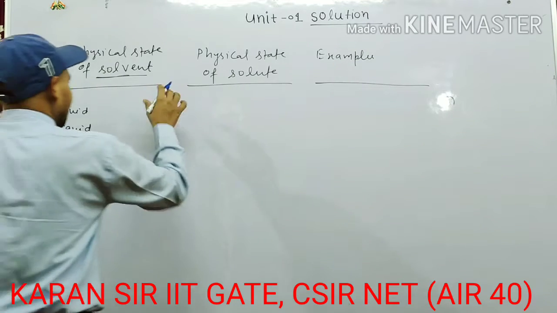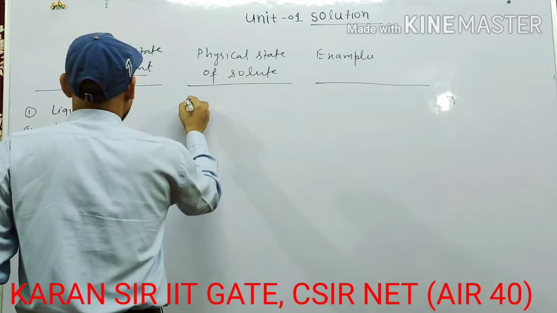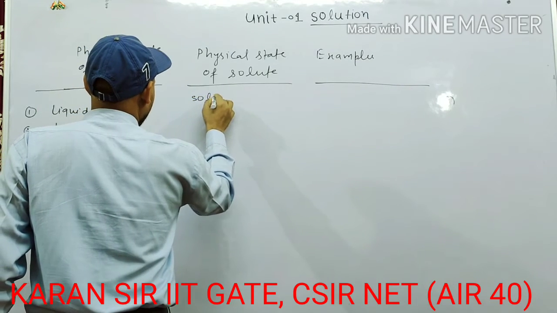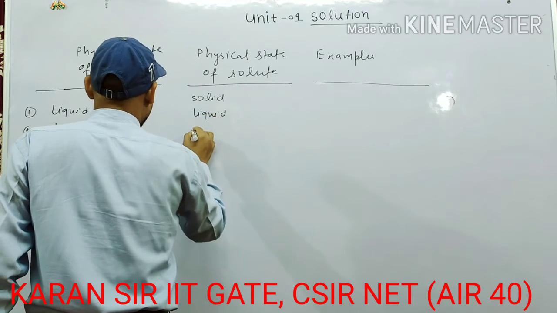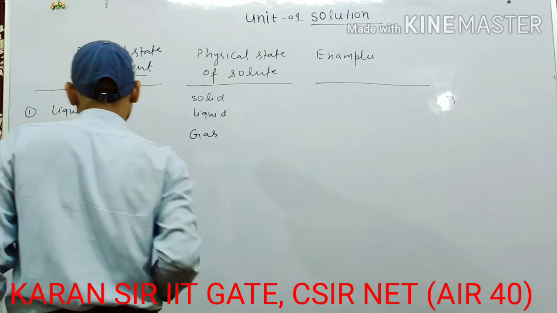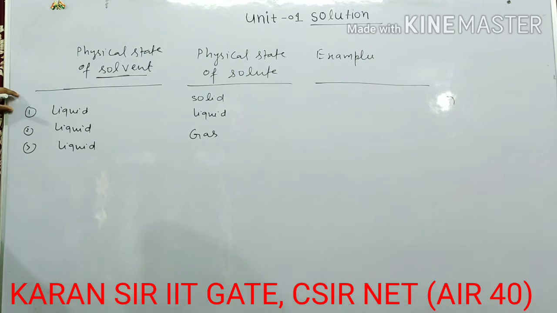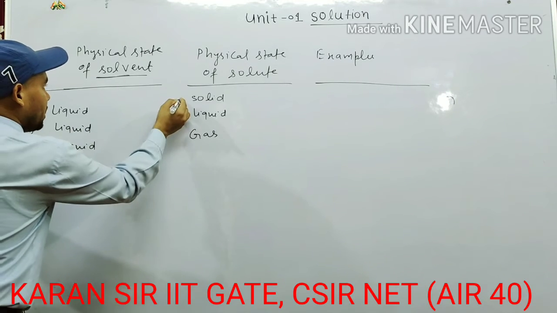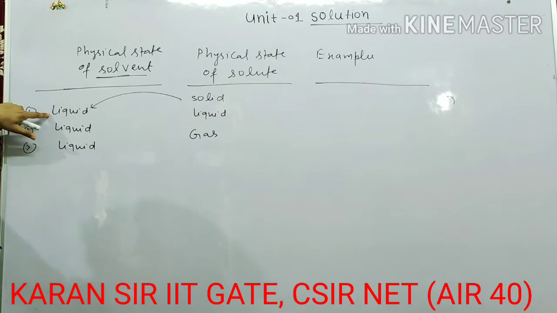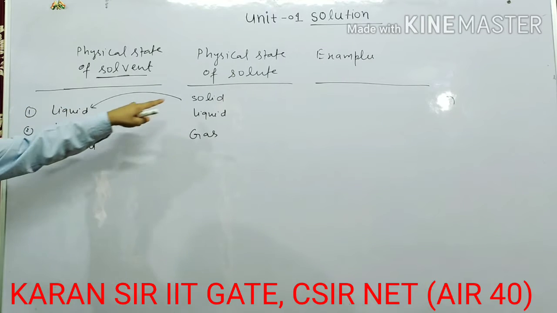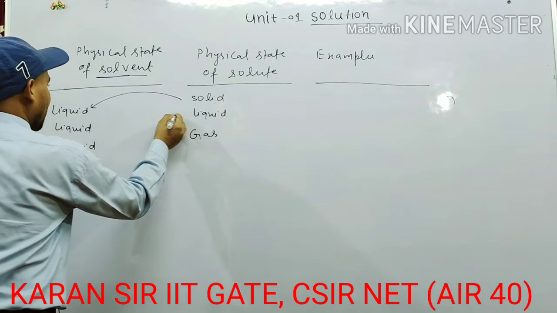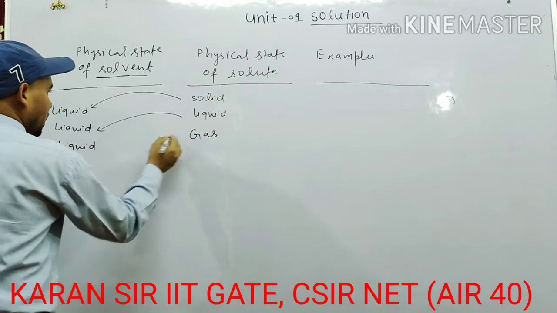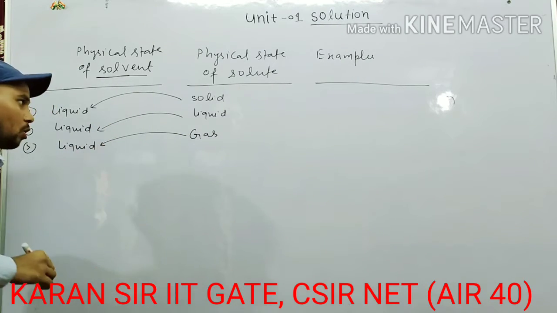Now, physical state of solute, it can be solid, liquid and gas. Okay. So one solution can be formed by dissolving solid in the liquid. A solution can form by dissolving solid in liquid, and liquid in liquid it is also a solution, and gas in liquid is also a solution.